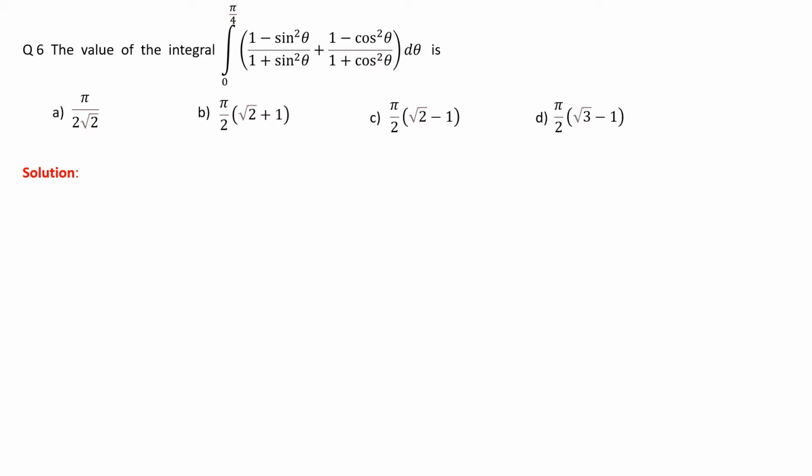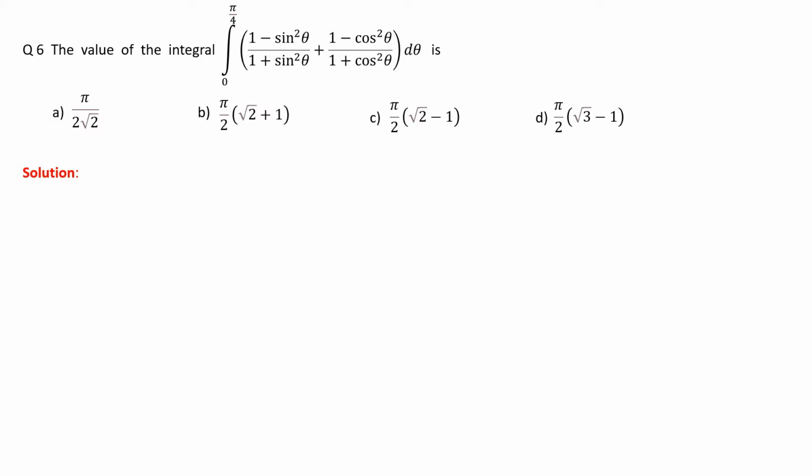Now students, this is our next problem. As you can see, this is a question based on the concept of definite integrals. We have to evaluate the integral from 0 to pi by 4 of 1 minus sine square theta upon 1 plus sine square theta plus 1 minus cos square theta upon 1 plus cos square theta d theta.